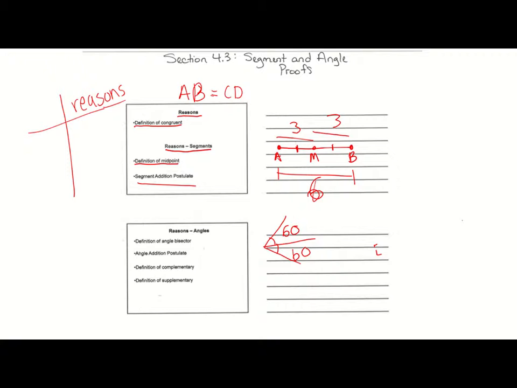Then we have the definition of complementary angles, and remember, complementary means they add up to 90 degrees, and supplementary means they add up to 180 degrees. Okay?